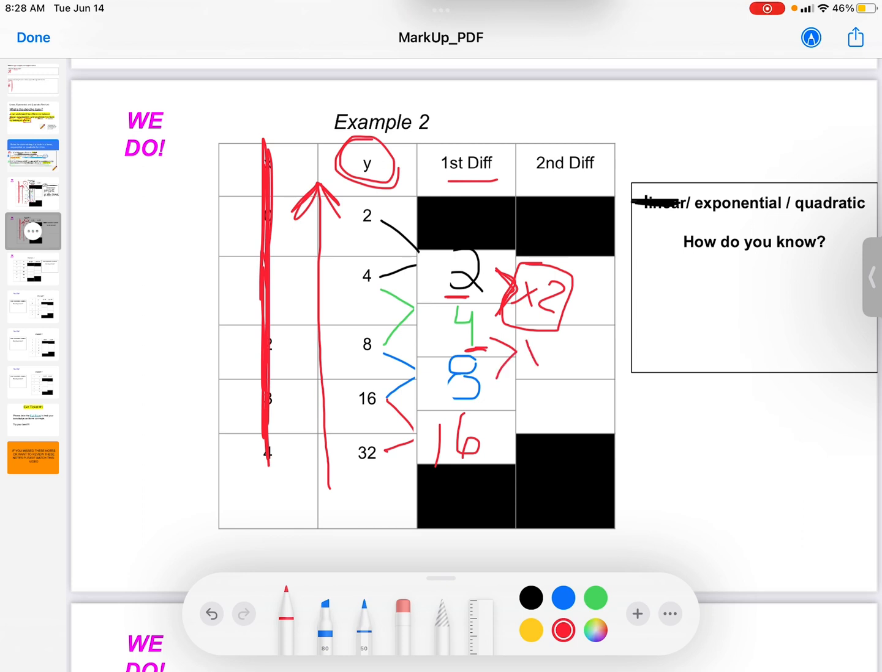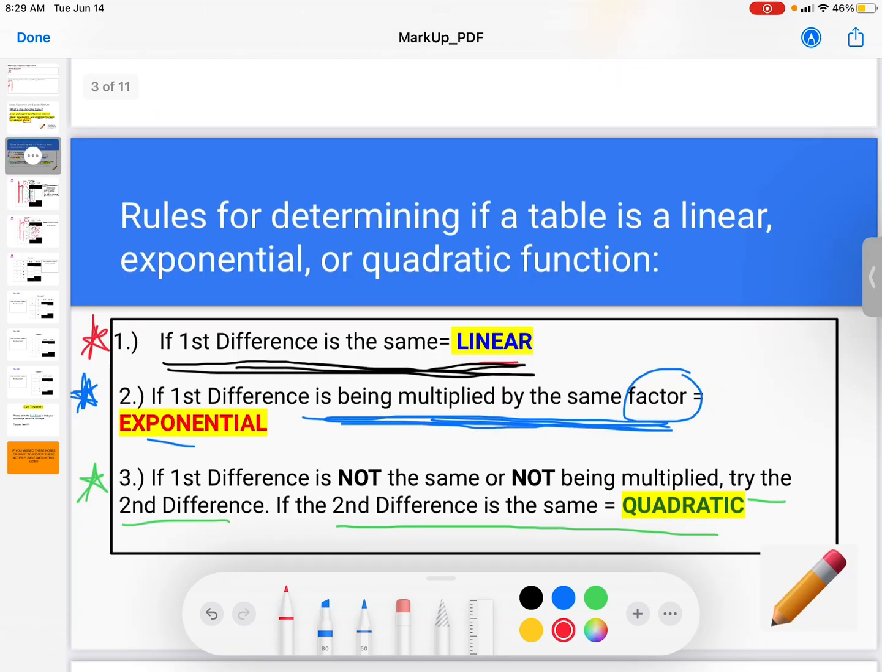If I did 4 times 2, does that get me 8? It does, right? 4 times 2 equals 8. So that's good. I'm seeing that multiplying by 2 works again. How about this last one? What is 8 times 2? Well, 8 times 2 is 16. So what I'm seeing here is that I'm multiplying by the same number and it's working. So that is what rule number 2 is. When you're multiplying by the same number, then that table has to be exponential.